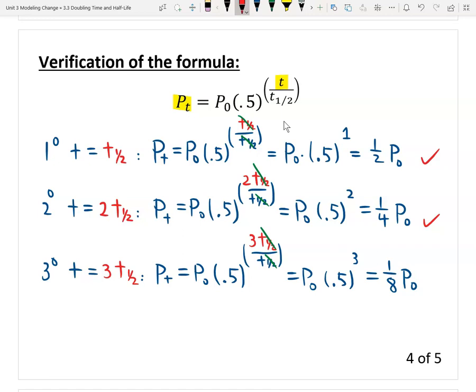Go through another half, it goes down by 1/2. 1/2 of 1 out of 4 is 1 out of 8. So that's true, right? Okay, so this is the verification.